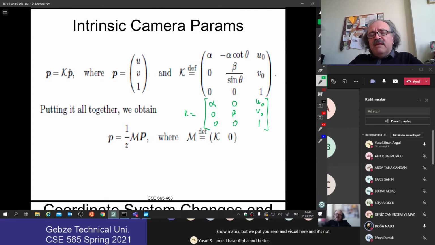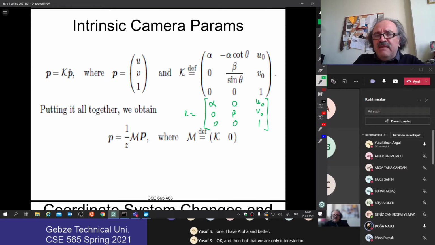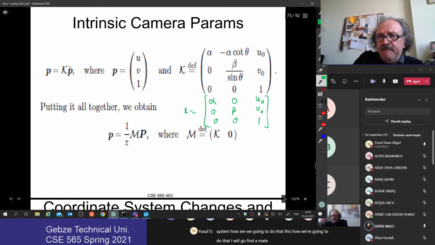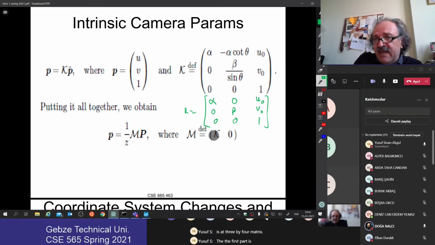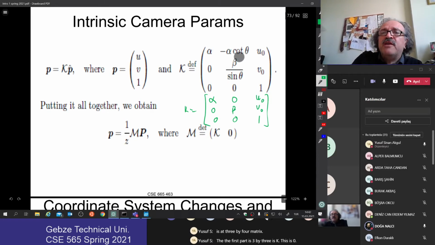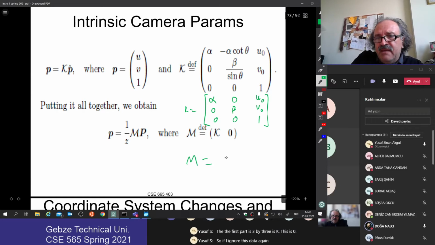Then we are only interested in transforming a real world xyz to the image coordinate system. How are we going to do that? This is how we are going to do that. I will define a matrix M. Matrix M, as previously, is a 3 by 4 matrix. The first part, 3 by 3, is K. This is 0. So if I ignore this theta again, M would be, by definition, alpha, 0, u0, 0, beta, v0, 0, 0, 1, and this is 0, 0, 0.